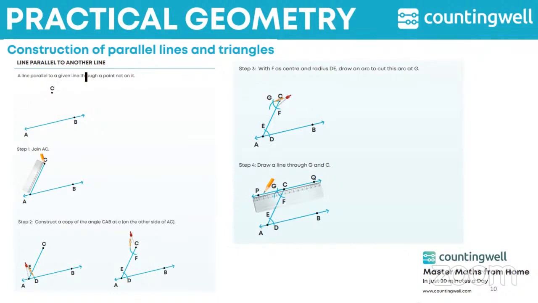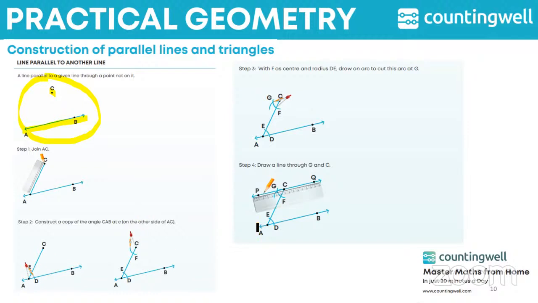A line parallel to a given line through a point not on it. So let us draw a line parallel to given line AB through a point C which is not on AB. So this is what is given to you. First step is to join A and C. Next, you have to copy the angle CAB at C, that is on the other side of AC.